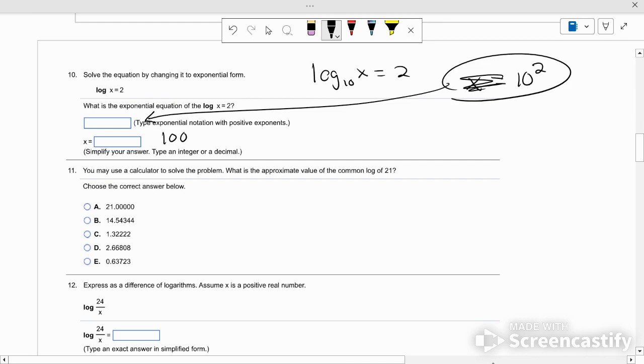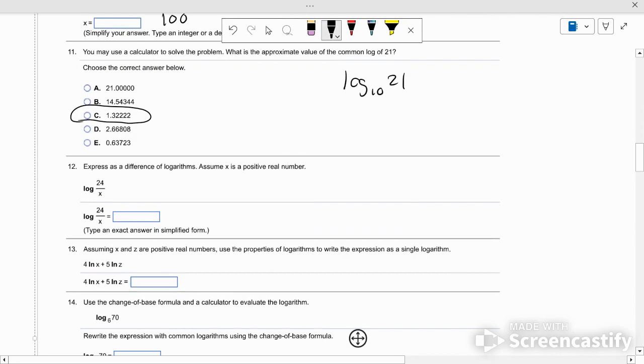What's the common log of 21? The log base 10 of 21. Well, you can just use your calculator. 10 to the what power equals 21? I would say 10 to the 1.3222, right? If I was guessing.